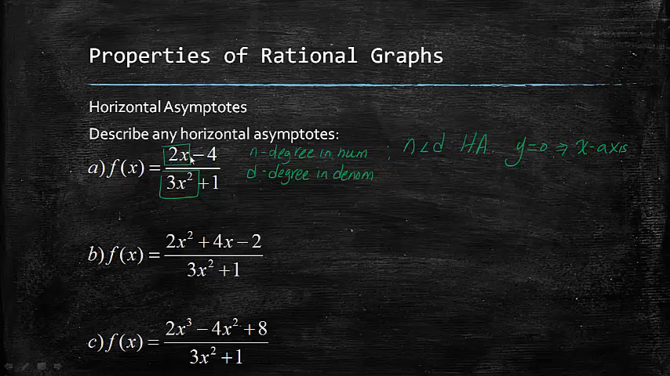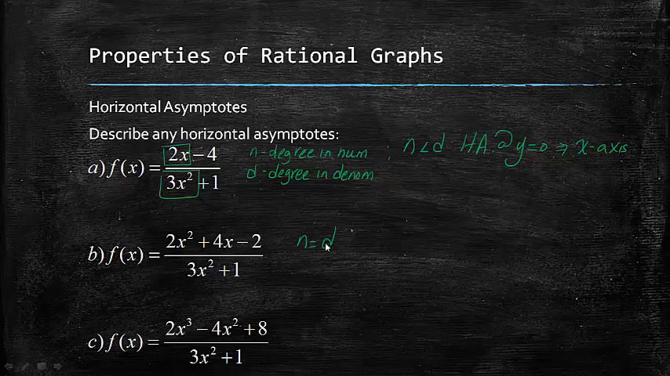So for this example, the degree in the numerator is less than the degree in the denominator. So the horizontal asymptote is at y equals 0. That's simple. Let's do the second one. Let's compare the degrees. The degrees in this example are equal. They both have degree 2. So in this case, n is equal to d. The degree in the numerator is equal to the degree in the denominator. They both have exponent 2, and they're both the biggest valued exponent in the whole expression. So n is equal to d.